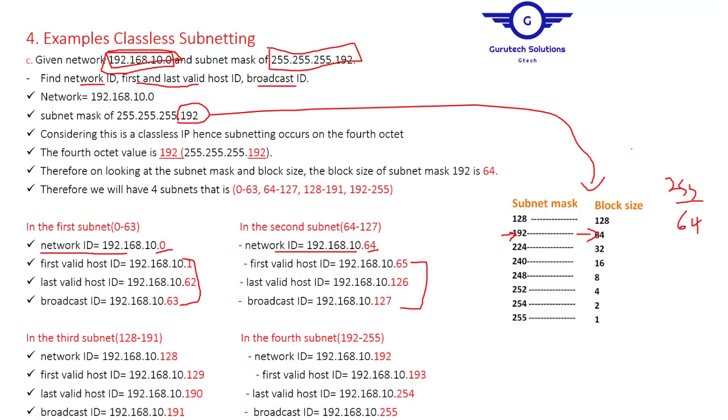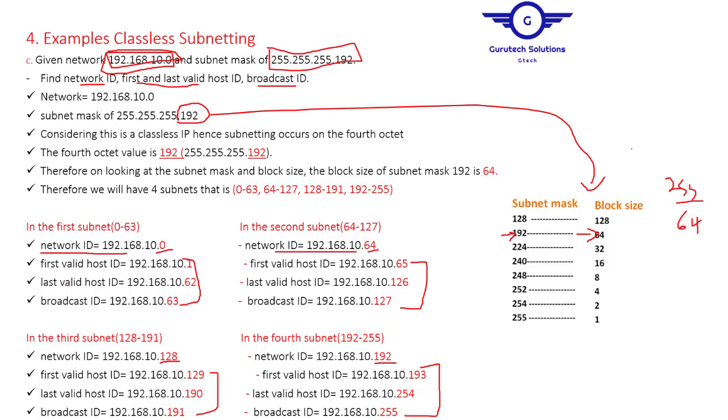Move to the third subnet, add 64 to that one, you get 128. Don't care about this one first. Then move to the fourth subnet and add 64 to this one, you will get 192. And now you start calculating this one.